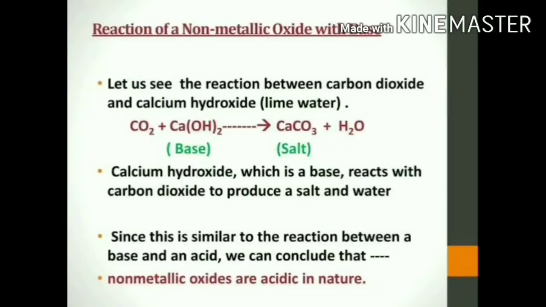Let us see the reaction between carbon dioxide and calcium hydroxide. Calcium hydroxide is also called as lime water or slaked lime. Here calcium hydroxide, which is a base, reacts with carbon dioxide to form salt and water. So the conclusion given in the last part is metallic oxides are basic in nature and non-metallic oxides are acidic in nature. So they behave as bases and acids respectively to resemble a very common neutralization reaction where acid reacts with base to form salt and water.